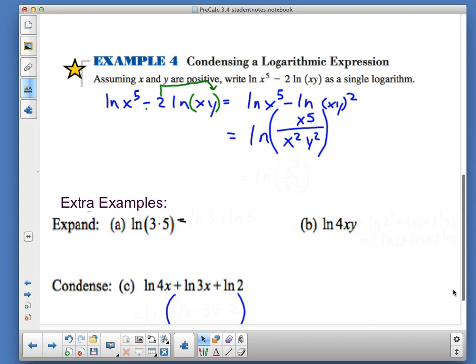Carlson, are you okay with what I did? Don't look at the board that mean anymore. Okay, I'm just giving you a hard time. Are you okay with what I've done? Are there any follow-up questions? Because these two extra examples, I want you to try. You're going to expand both of these.